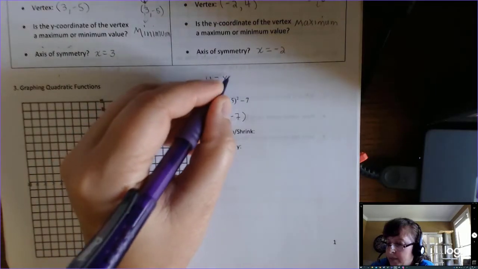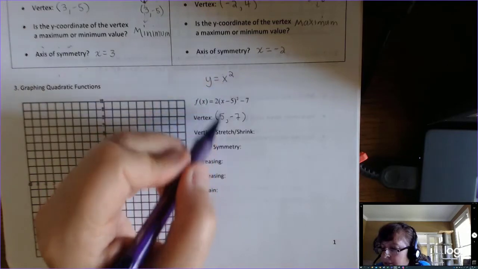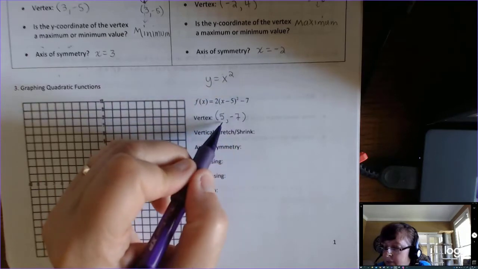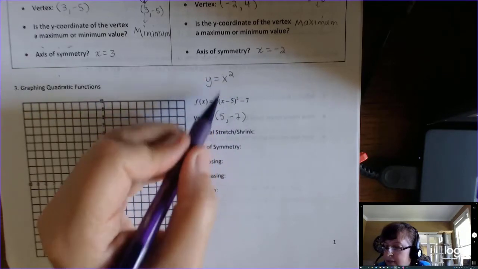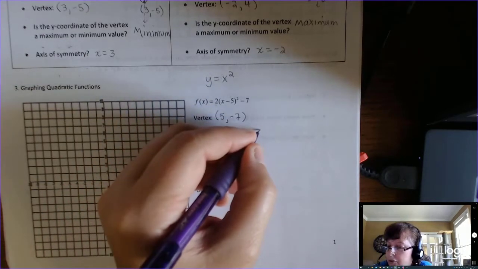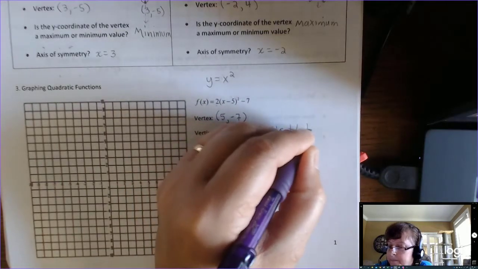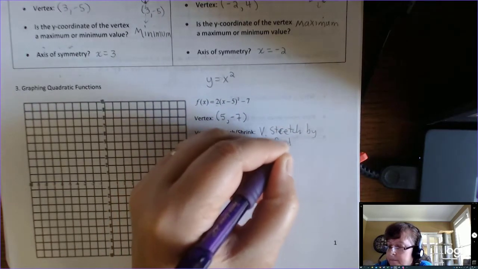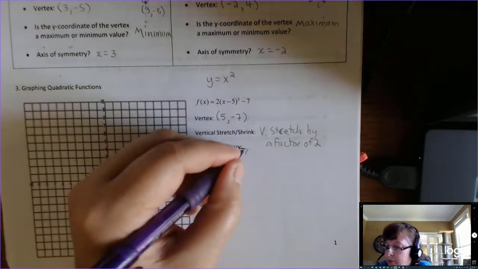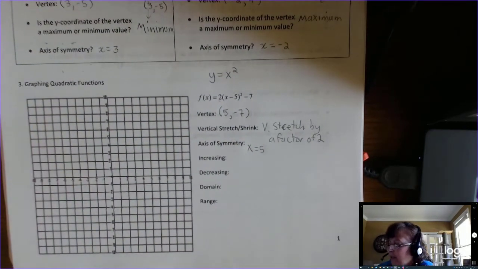Let me go ahead and write down the parent function. That is my parent function. We have a minus 5 that got scooched in there with the x. We have a minus 7 that got subtracted, so that's why it went right 5, down 7. And then this 2 is out front, and it's causing a vertical stretch by a factor of 2. Okay, the axis of symmetry we'll go ahead and write as x equals 5.